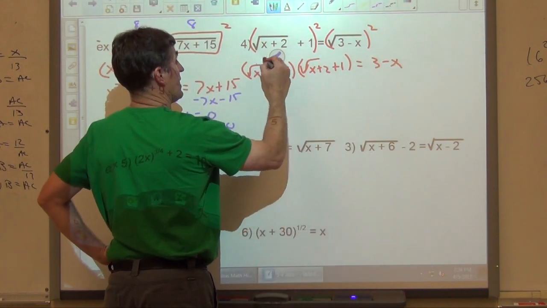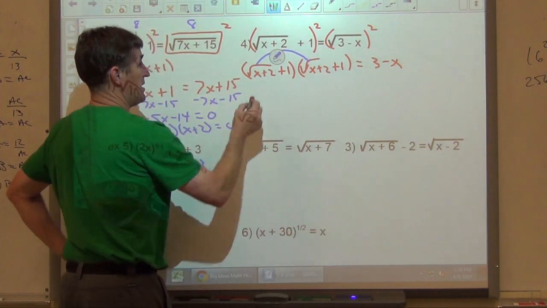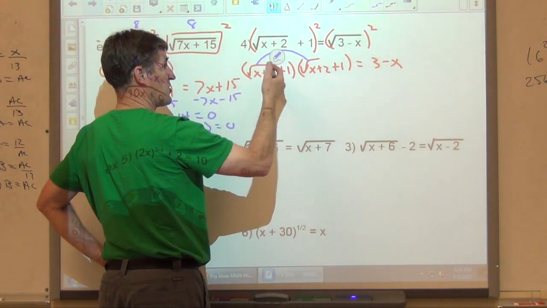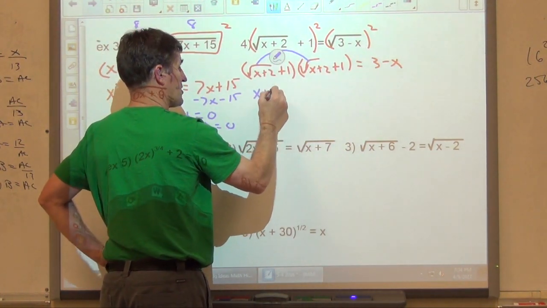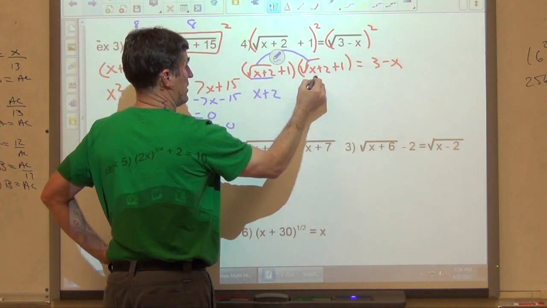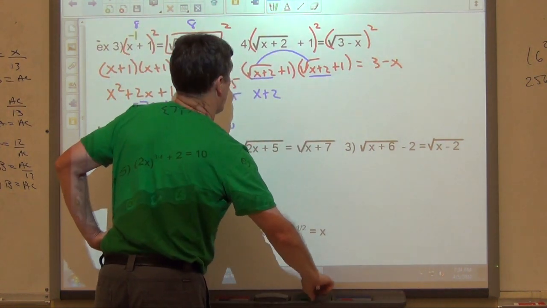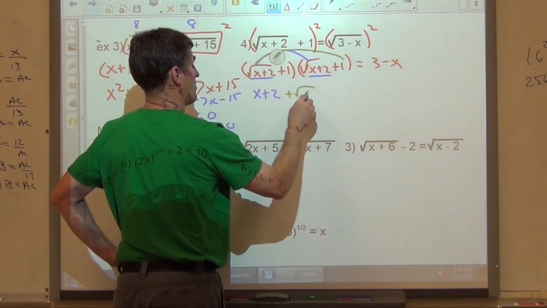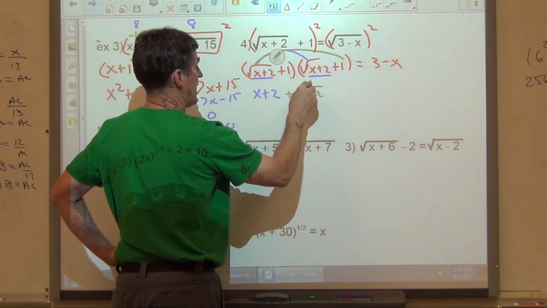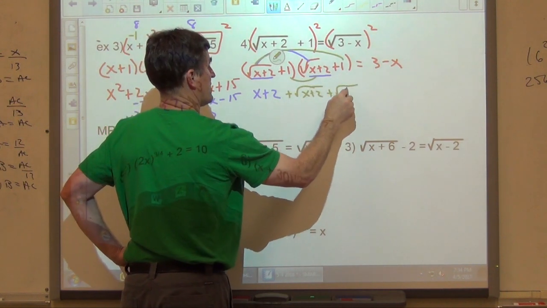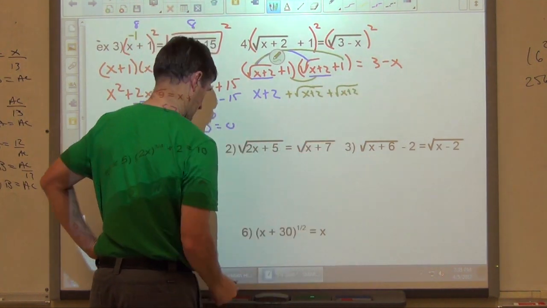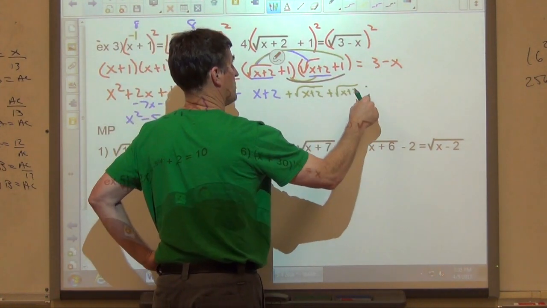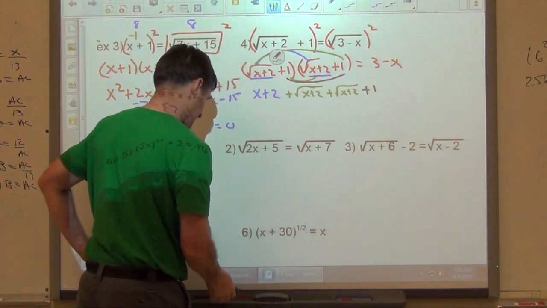So when I multiply this, square root of x plus 2 times the square root of x plus 2, it's the same thing, so the square roots cancel, so I get x plus 2. But that's just from here. Now I have to go that times 1, which would be plus the square root of x plus 2. And then I get another one, plus the square root of x plus 2. And then finally, I get 1 times 1 is 1.